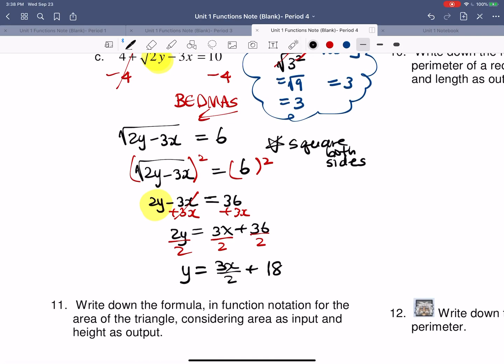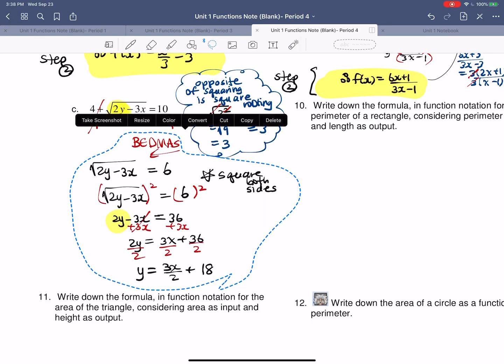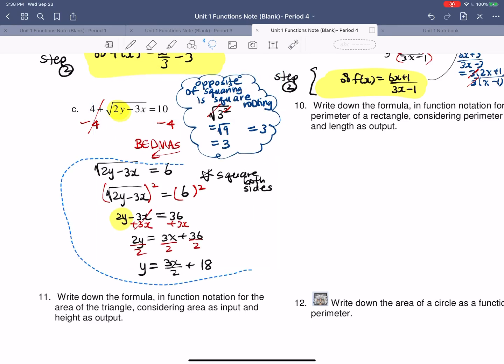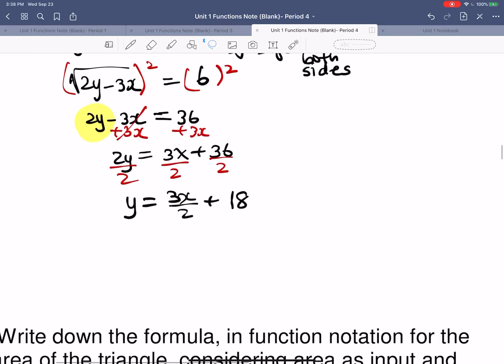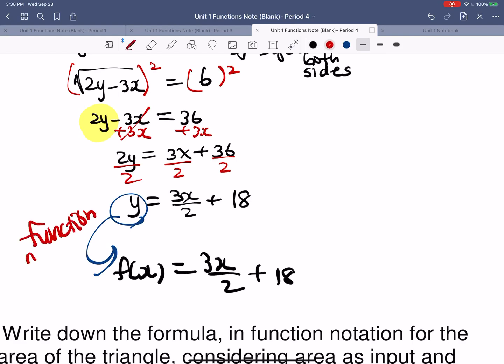Am I done? I'm not done because I need to write it in function notation. So how do I write y in function notation? I simply replace that y with f of x. So f of x is equal to 3x over 2 plus 18. So that's the function notation step.